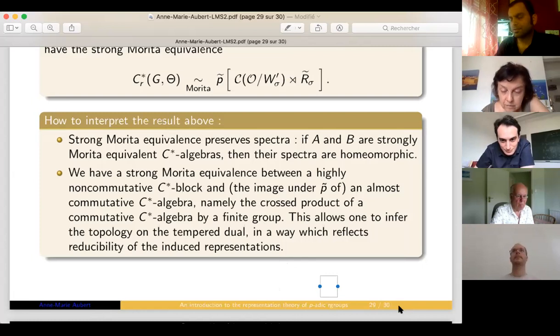Is it true? Did I recall from Roger's comment, maybe it wasn't during the meeting, before the meeting started, that for GLN the R group is trivial? Yes, for GLN the R group is trivial. But for SLN, we have a non-trivial R group, but a cyclic group in many cases.